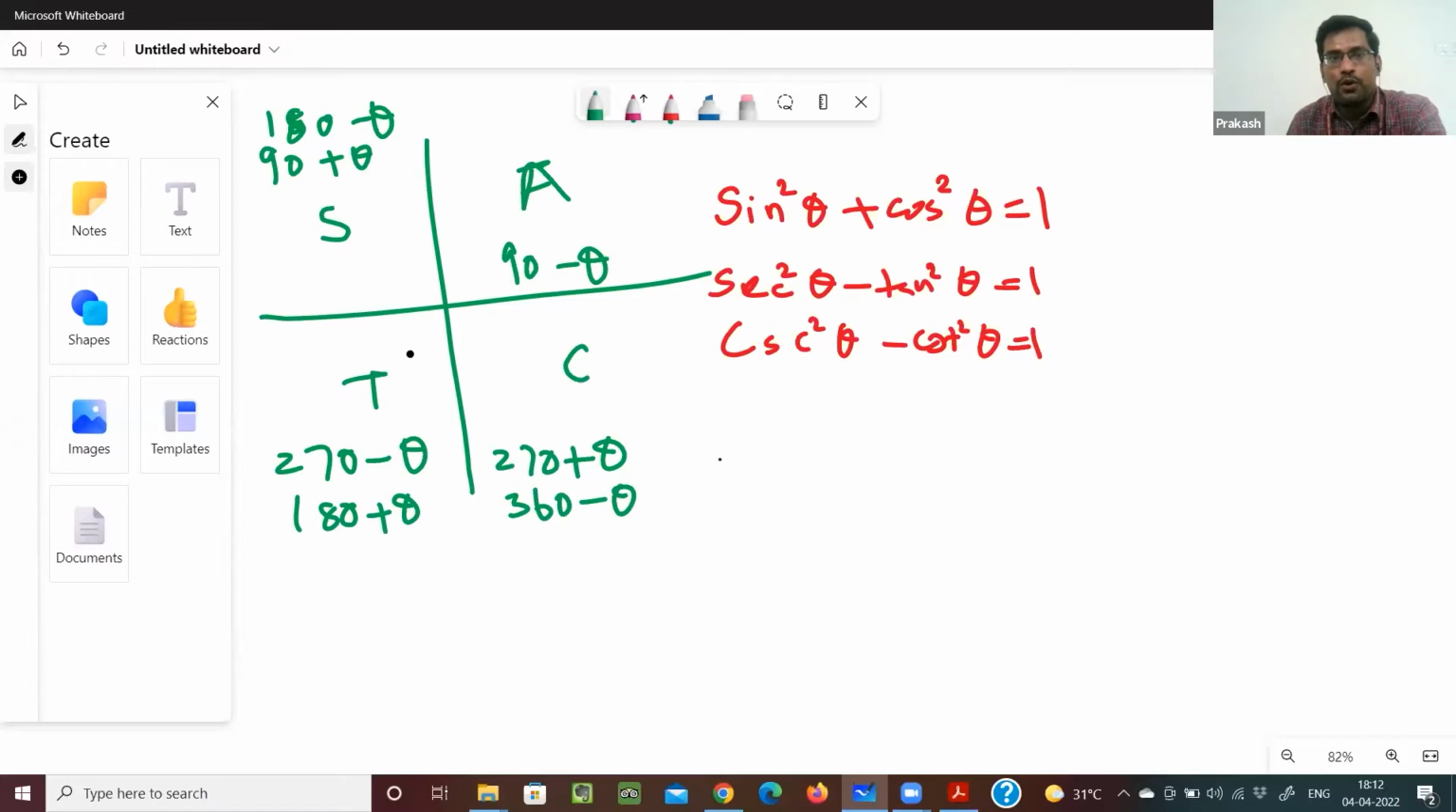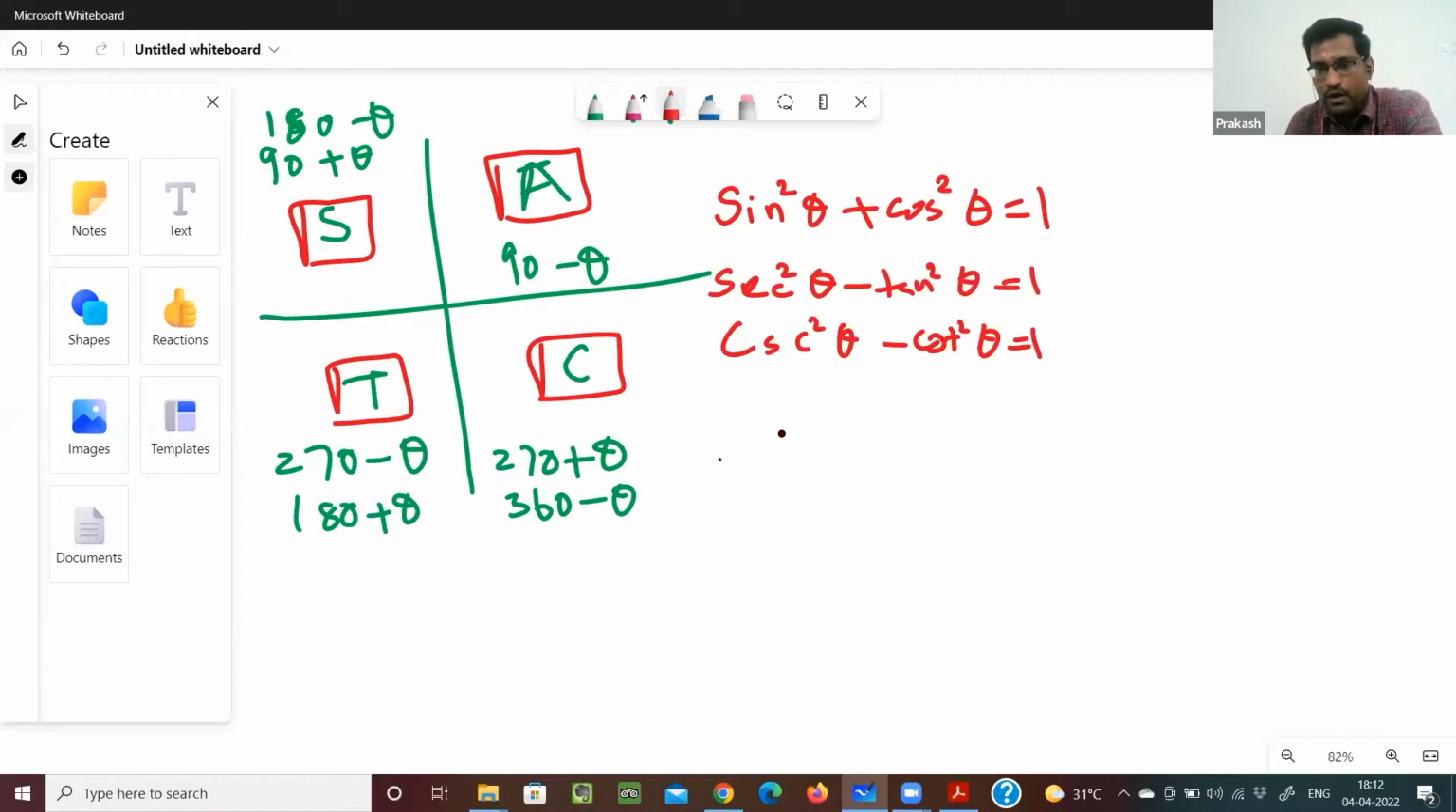So we have 4 quadrants. In the first quadrant, all the trigonometry functions are positive. In the second quadrant, only sine function and cosecant function. In the third quadrant, tan only is positive. In the fourth quadrant, cosine function is positive. So this is very important. Easily you can understand. This is the simple way, all silver tea cups. So this is the way.